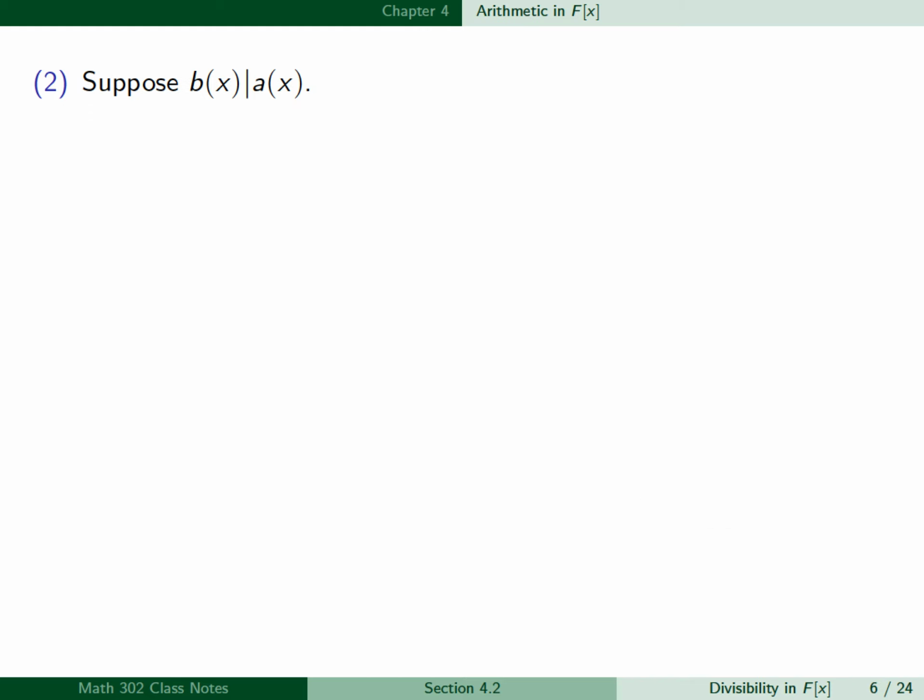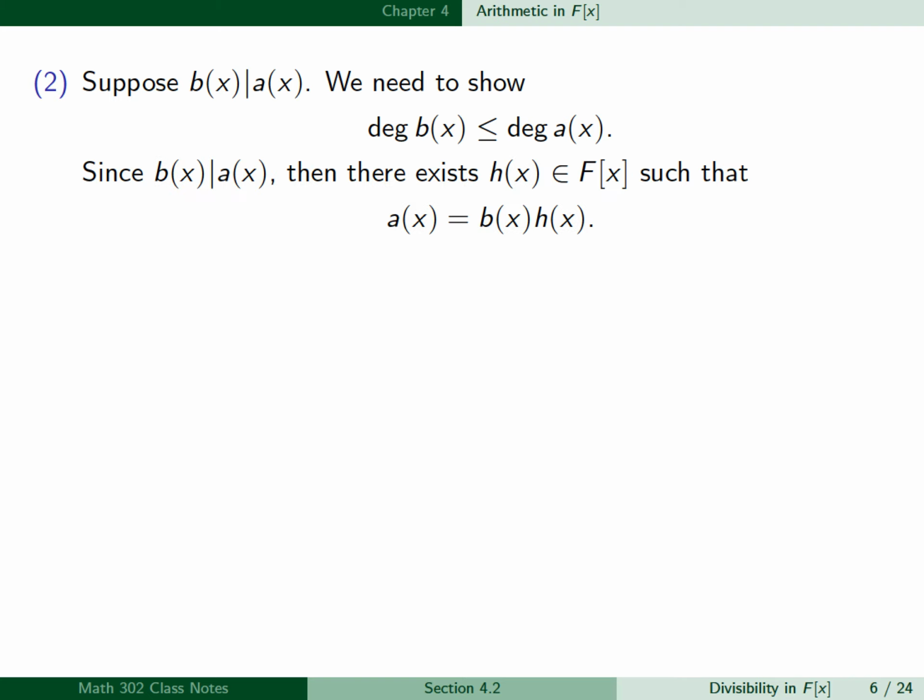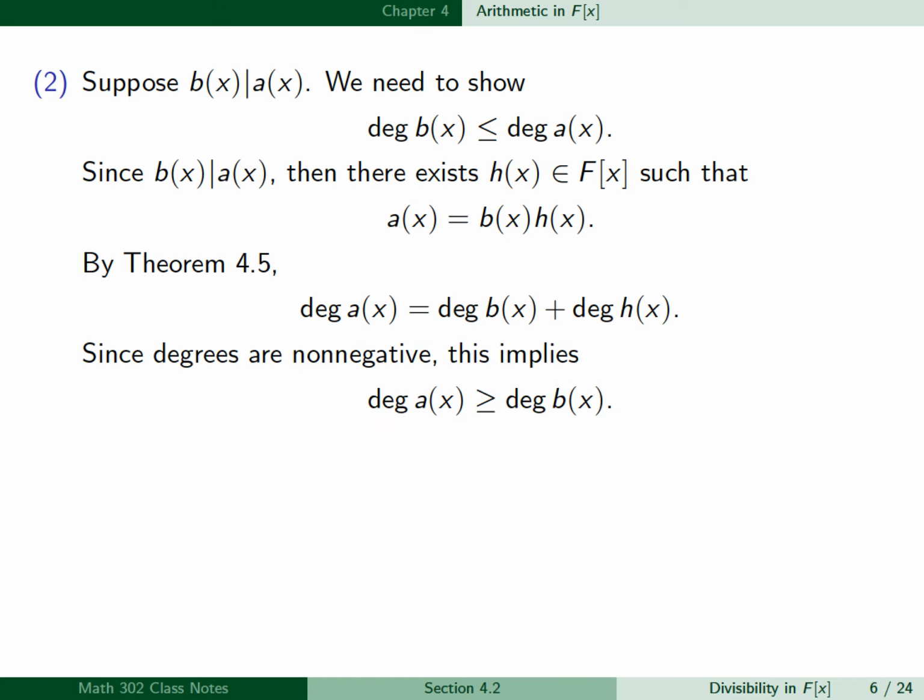For part 2, suppose b(x) divides a(x) again. We need to show the degree of b(x) is less than or equal to the degree of a(x). Since b(x) divides a(x), then there exists an h(x) in F[x] such that a(x) equals b(x) times h(x). By Theorem 4.5, the degree of a(x) will be the sum of the degrees of the factors on the right, so this will be the degree of b(x) plus the degree of h(x). Since degrees are non-negative, this implies the degree of a(x) is greater than or equal to the degree of b(x). And this proves part 2 of the theorem.